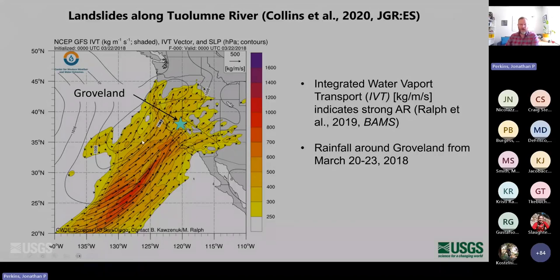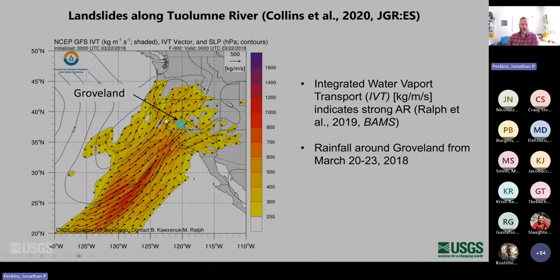And so this is a map of that IVT parameter showing what an atmospheric river looks like as it makes landfall onto the coast. You can see this zone of high IVT right centered on the town of Groveland. And this was a storm that kept that track basically for the whole storm, and it rained for 2 to 3 days pretty heavily.